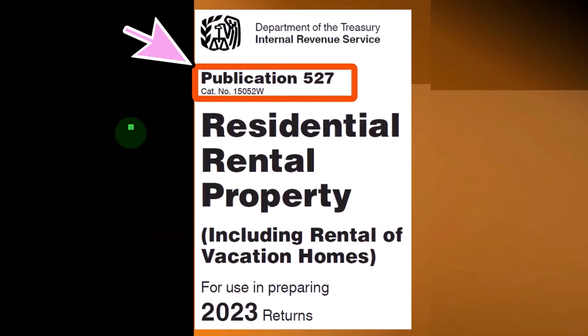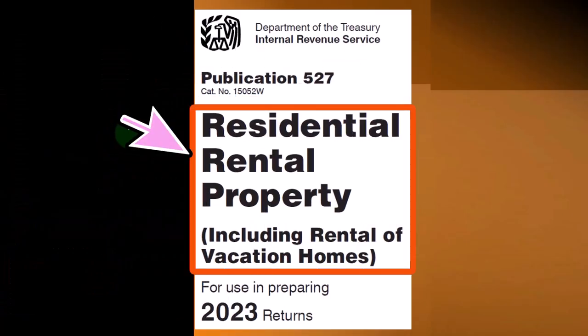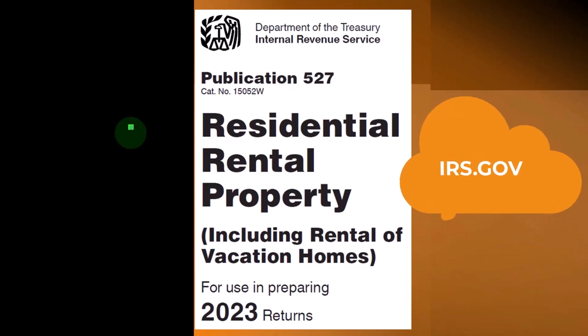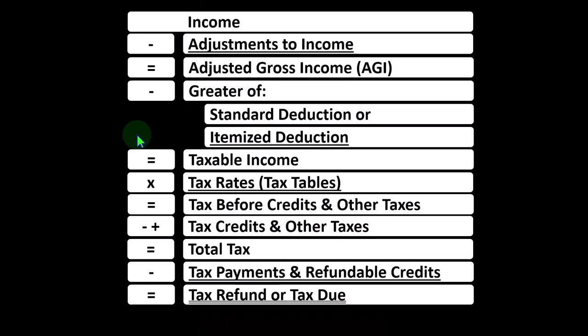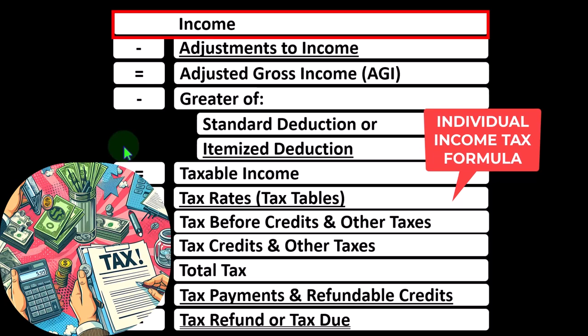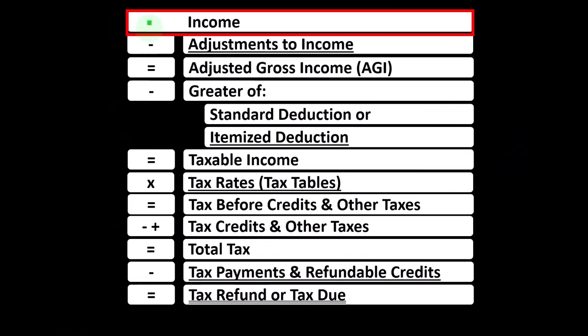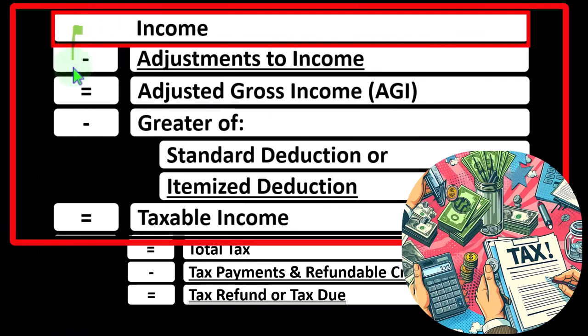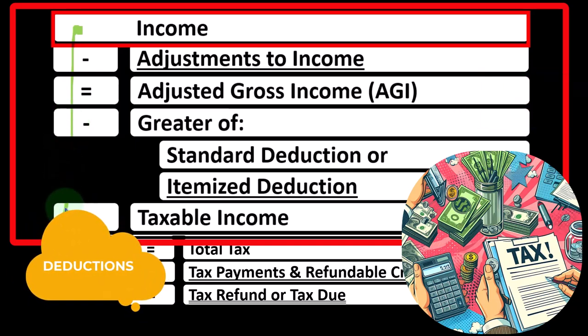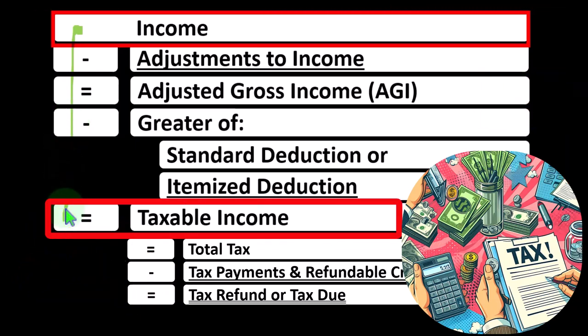Information comes from Publication 527, Residential Rental Property, including rental of vacation homes, tax year 2023, which you could find on the IRS website at irs.gov. The rental income typically ultimately rolls into line one income of the individual income tax formula. Remembering, the first half of the income tax formula is basically a funny income statement having income minus, instead of expenses, deductions, resulting in, instead of net income, taxable income.